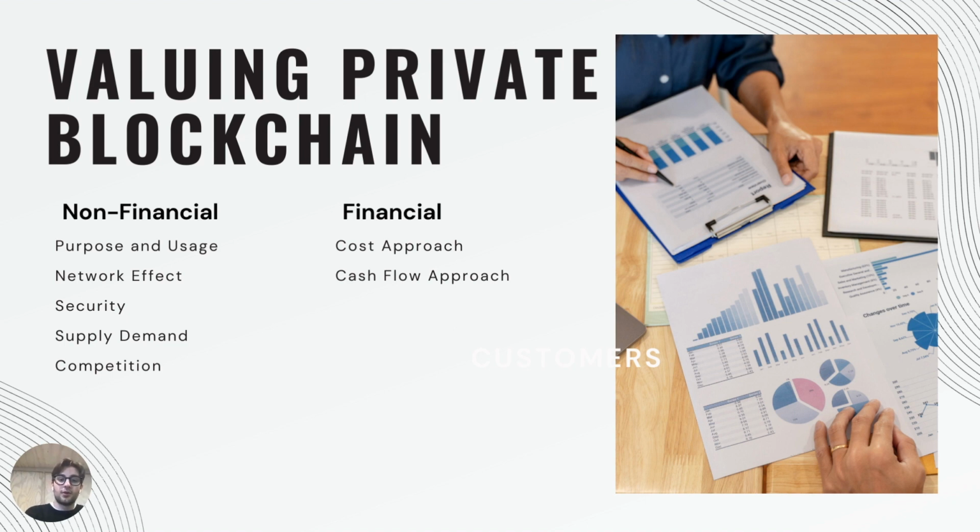Then, looking at the financial aspects, we have two approaches that estimate potential costs and cash flows. For the cost approach, we could look at the company: how much it costs to set up the blockchain, how much it costs to maintain the blockchain. So we get an overall picture of how the blockchain works and how much money they need to maintain it.